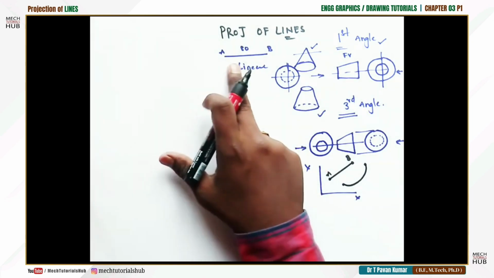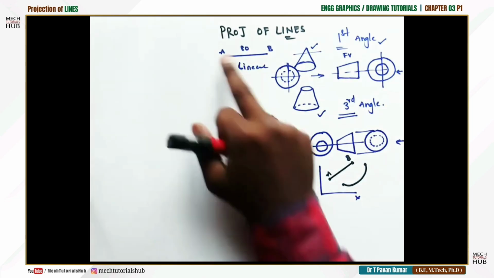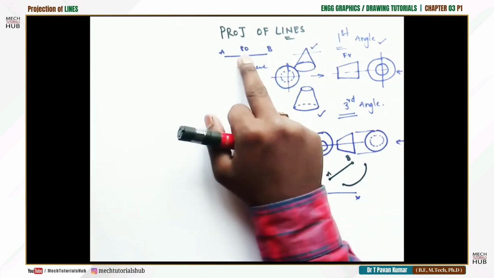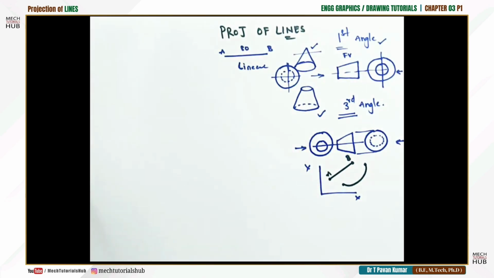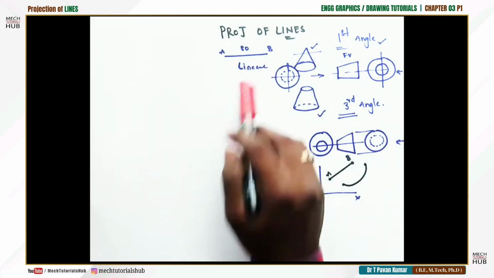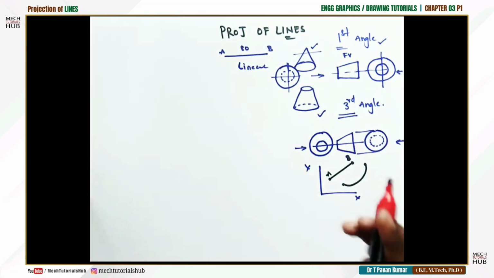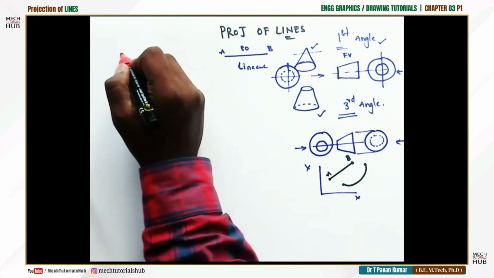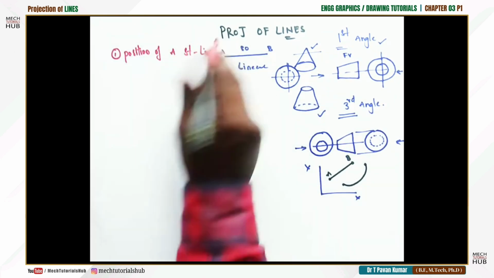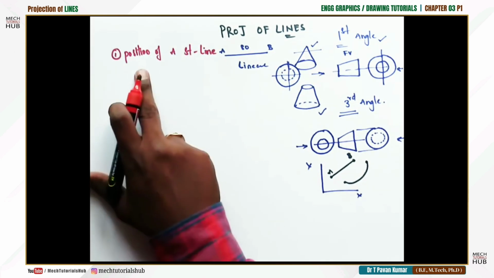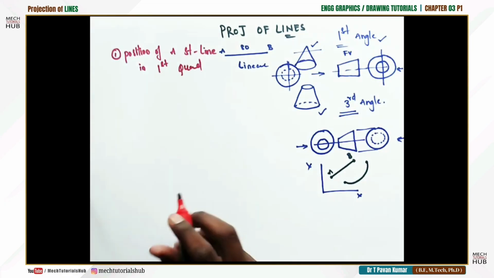Fine. Let us consider this object. The name of the object is AB, having a length of 80 mm. Now we'll see the positions. We'll see different positions of this particular line in the case of the first quadrant. Now, position of a straight line, first quadrant.